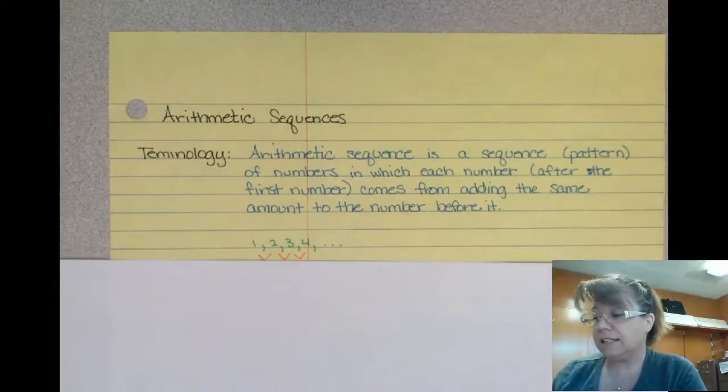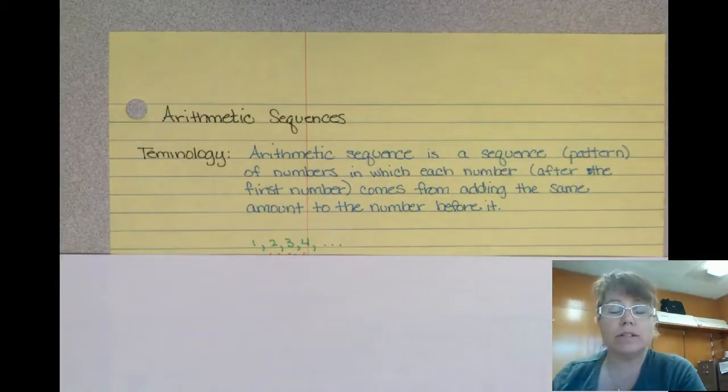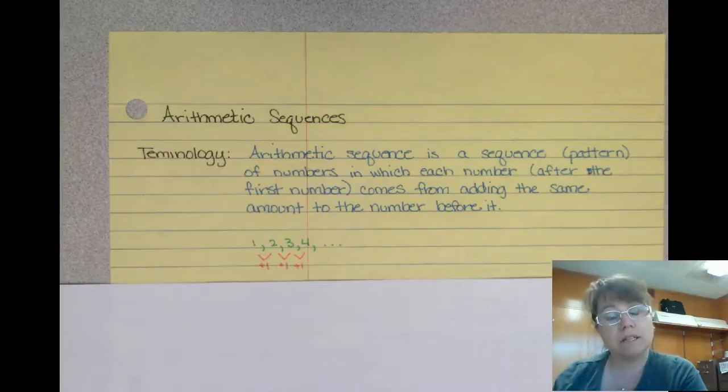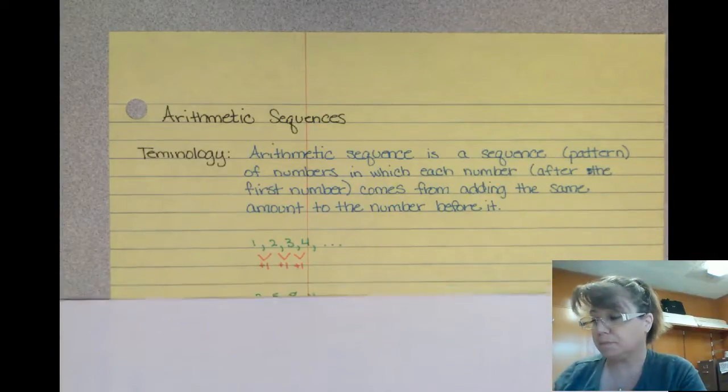So let's look at a typical sequence, 1, 2, 3, 4. And what are the numbers changing by? Well, 1 to get to 2, you added a 1. 2 to get to 3, you added a 1. 3 to get to 4, you added a 1. So there is a sequence, there's a pattern. So we add the 1. So we know the next numbers are going to be 5, 6, 7.